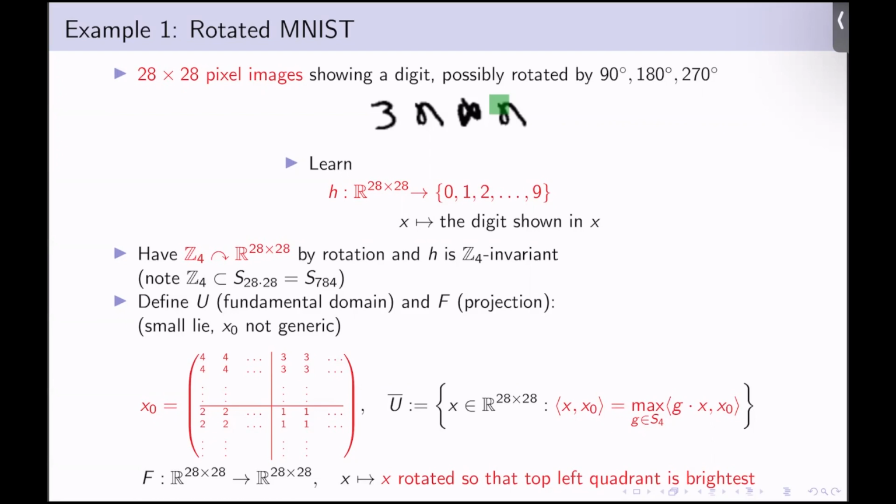Now, a small issue caused by the fact that x0 is not generic is that it could happen that your image has 4 equally bright quadrants. Within each quadrant, something completely different happens, just the average brightness is the same. And then this map wouldn't know what to do. It gives you something random.